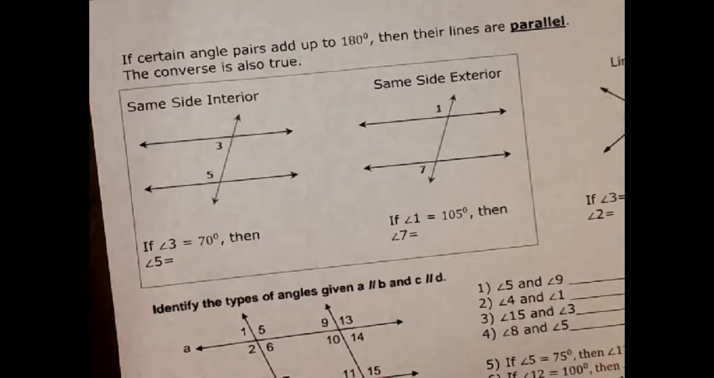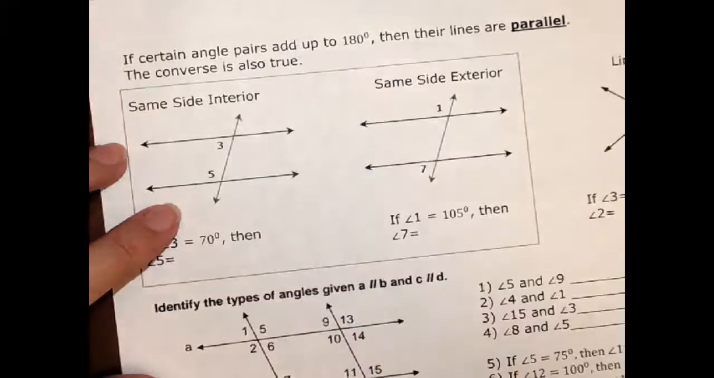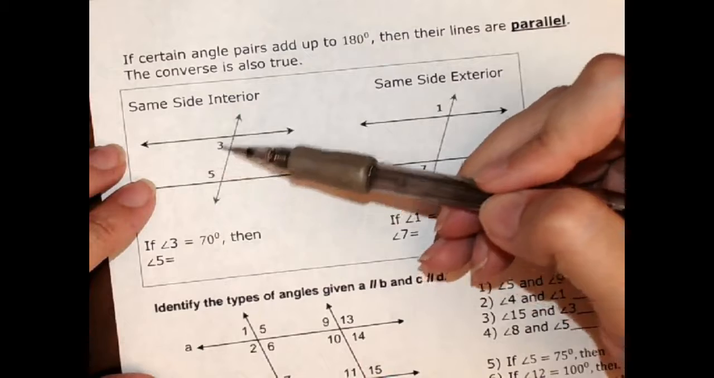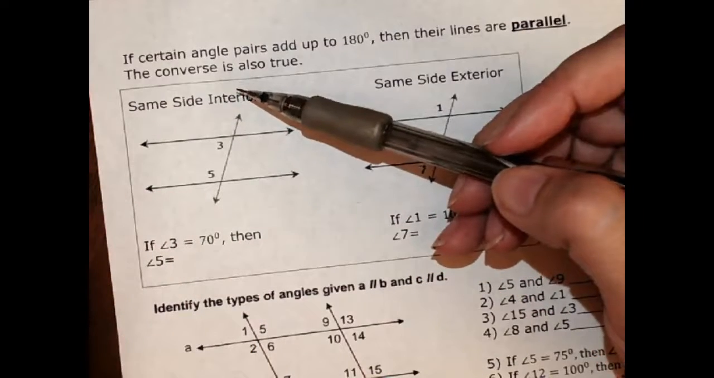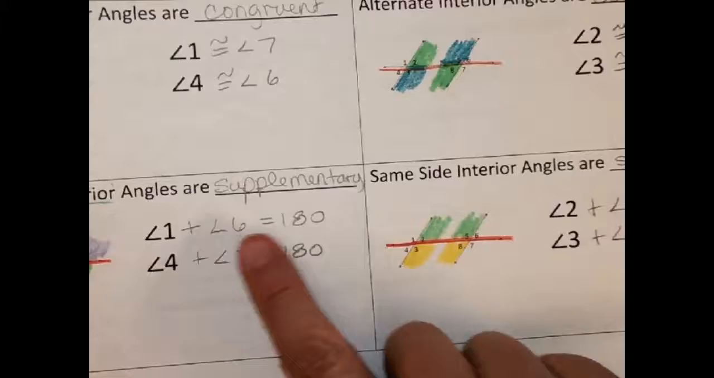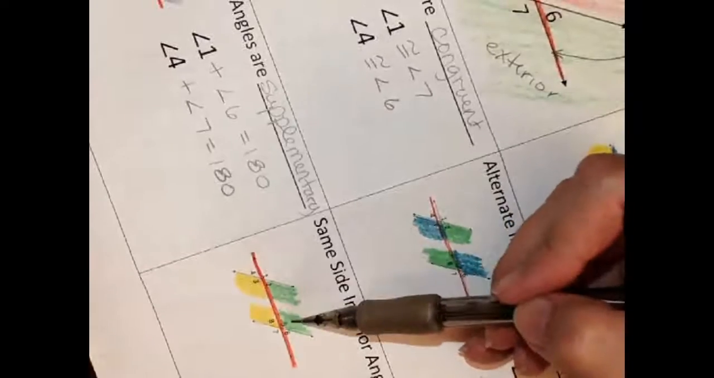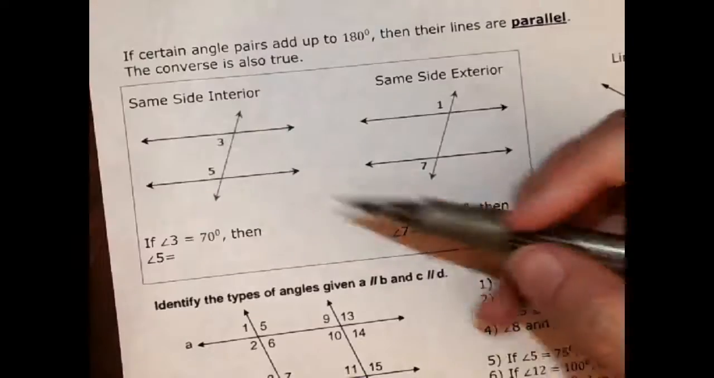On the back, we're now going to talk about the kinds that add up to 180 and are supplementary. So here we have two angles here. These are on the same side of the line, just like we put on our previous page over here, same side. And these are on the interior, so it's like these, where we had the green ones were on the interior, and the yellow ones were on the interior of these two parallel lines. So these are alternate interior.